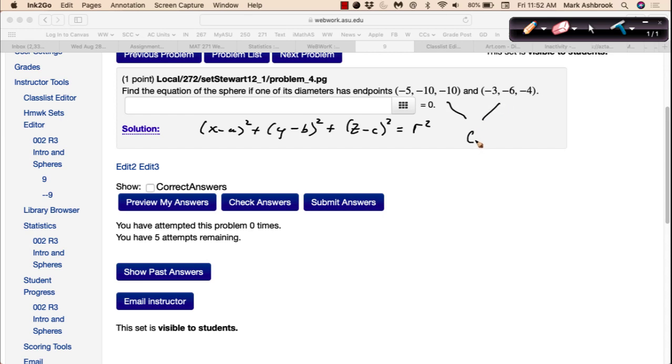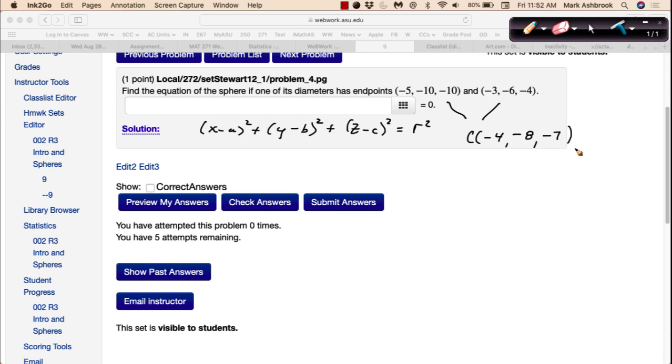So the center would be half the distance, or halfway between each one. So -4, -8, -7. So you see that? And if you couldn't eyeball it, what would you do to get those coordinates? Yeah, it's like the average. Halfway between would be the average. You'd add them and divide by 2.